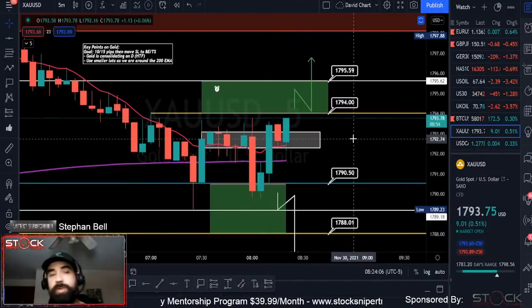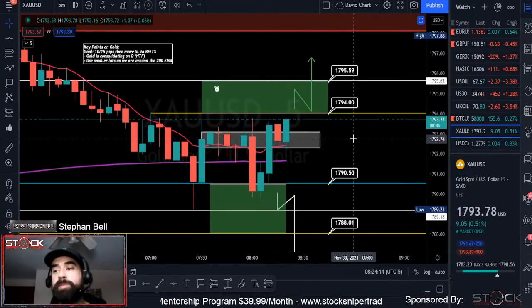Guys, we can trade German 30. It's not a big deal. We just trade US 30. It's pretty much identical. Okay? German 30 and US 30 are pretty similar.